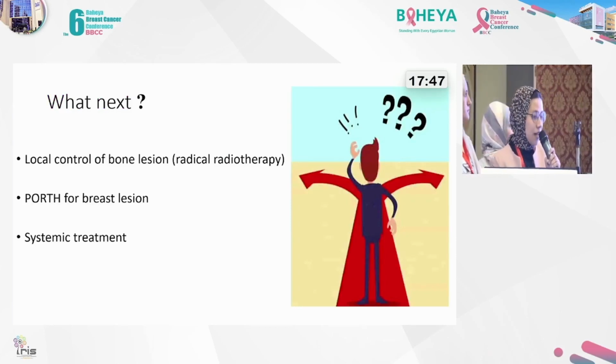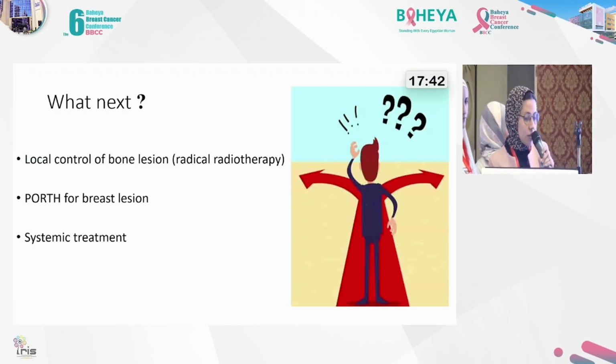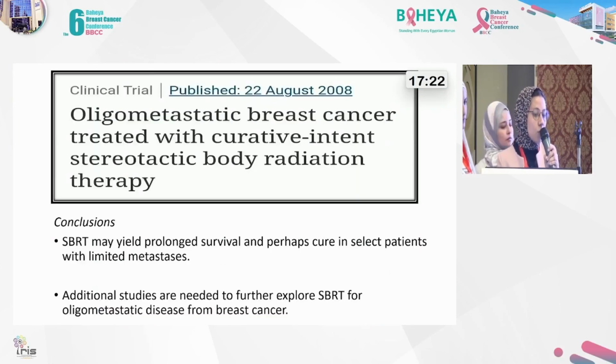The next steps, as we mentioned, are local control for the bone lesion, by either surgery or radical radiotherapy; post-operative radiotherapy for the breast lesion as local control of the primary; and systemic treatment. There are many studies mentioning the role of radical radiation therapy in oligometastatic breast cancer, and most of the studies showed better progression-free survival with ablative or stereotactic body radiation.